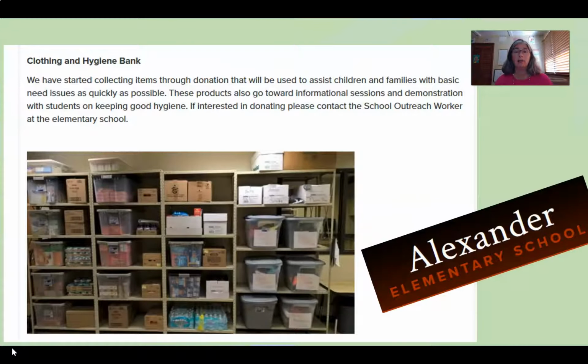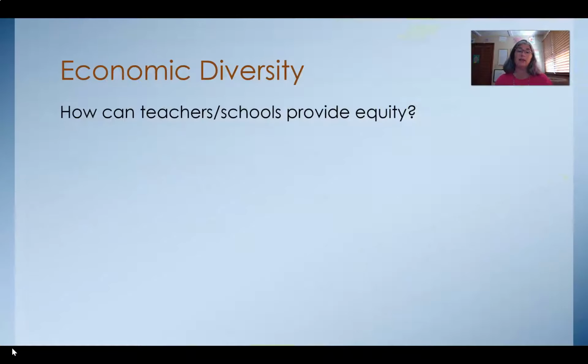There are a lot of schools out there that provide programs not just for homeless students, but for all students from low-income families. Here's Alexander Elementary School near Athens, where they're doing a clothing and hygiene bank. But I thought I'd also talk about what teachers and schools can do to provide equity for these students.